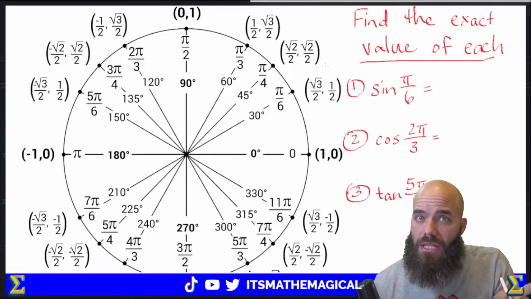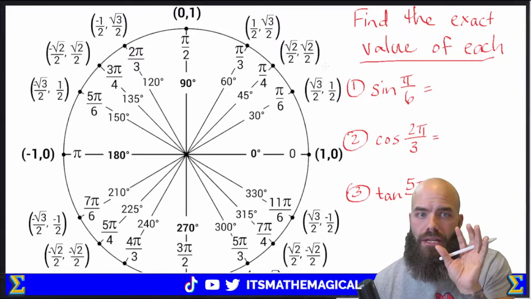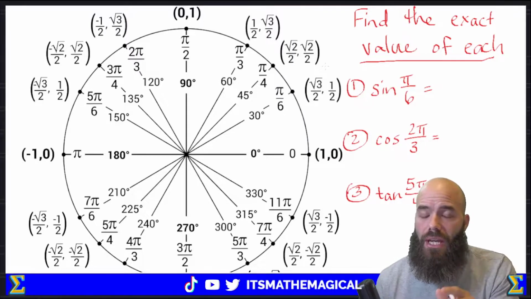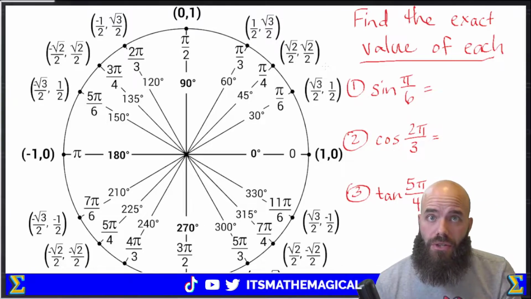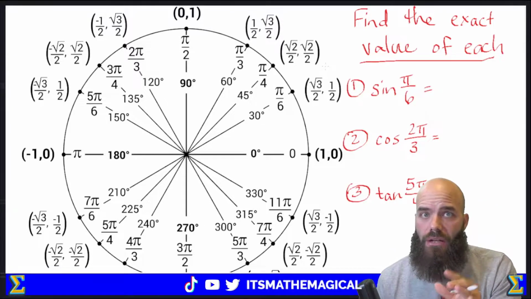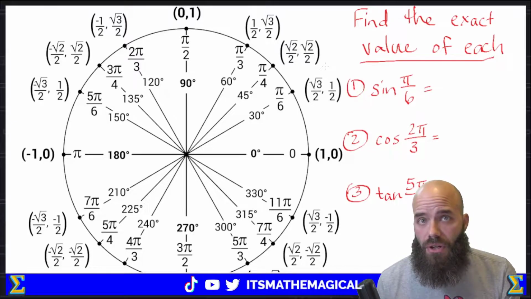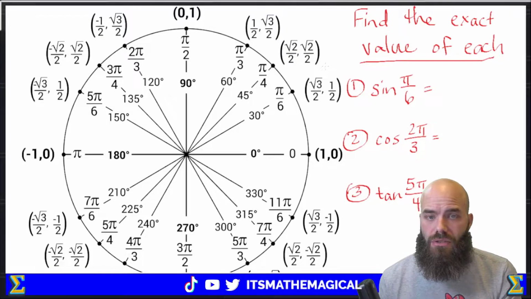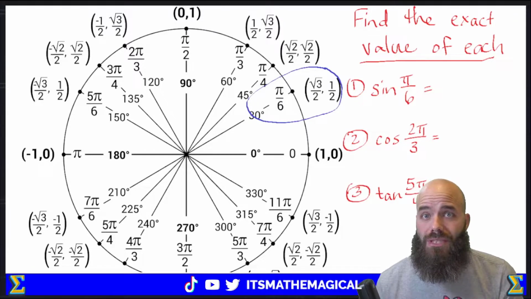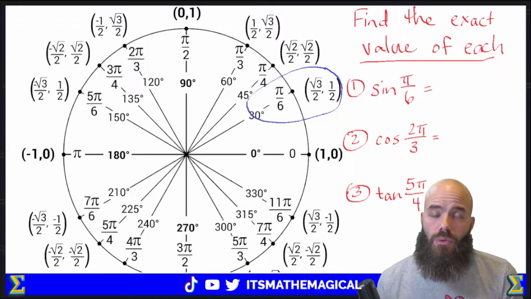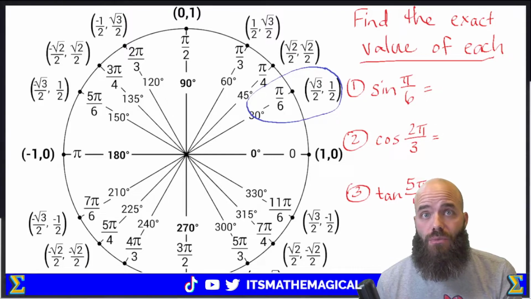Hopefully you can visualize this at this point without the actual unit circle in front of you. If you can't, try to get to a point where you can just visualize this and maybe picture it in your head. But for now, let's just look at the unit circle that's in front of us. Find pi over 6 on the unit circle, which is here. The sine value is the y coordinate. So sine of pi over 6 is 1/2.